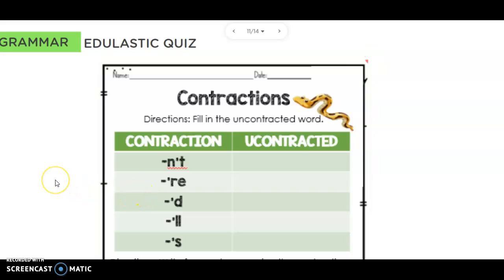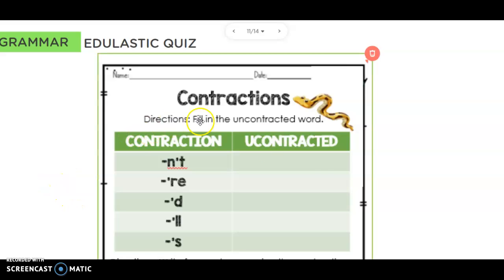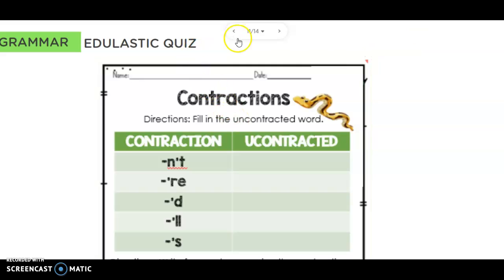Hello, third grade. We are going to start looking at contractions. Now, we looked at these in our spelling last week, and we're going to go a little bit more in depth today. And we also did a couple review things in our last grammar lesson. So as we are going through this lesson, I'd like you to follow along.